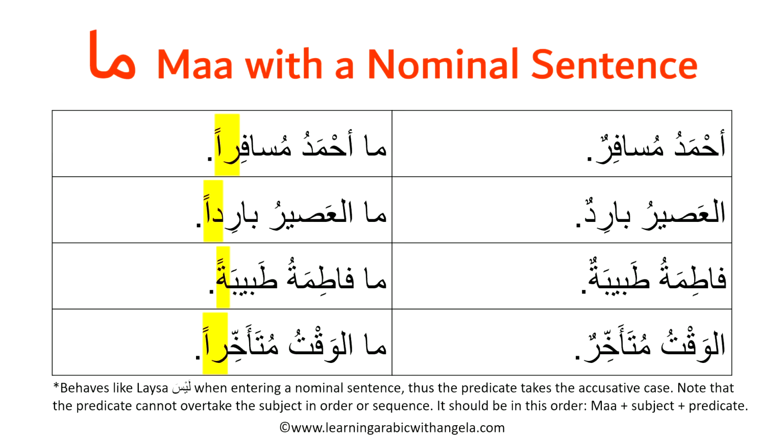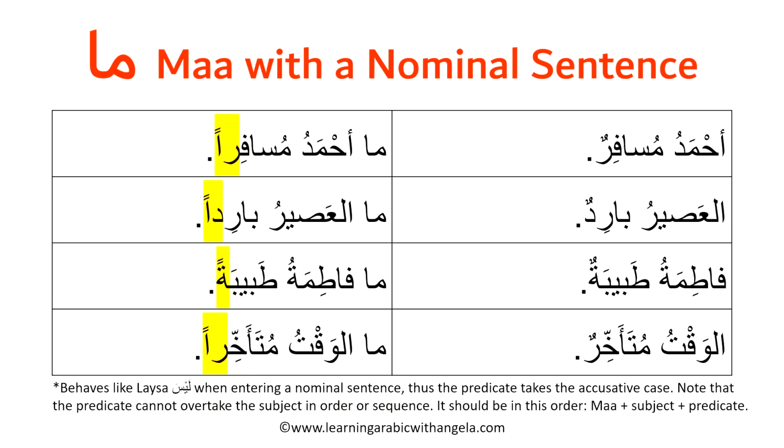More examples from daily life. أحمد مسافر. ما أحمد مسافرا. So we change from مسافر to مسافرا. The predicate is going to take a fatha vowel. العصير بارد. The juice is cold. ما العصير باردا. So double fatha. فاطمة طبيبة. ما فاطمة طبيبة. So over here double fatha. الوقت متأخر. The time is late. ما الوقت متأخرا. So we have double fatha over here.